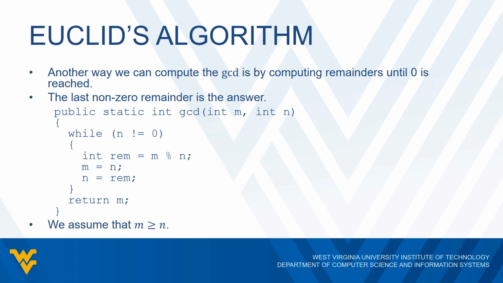So as long as n is not equal to 0, we'll compute the remainder of m divided by n. So that's what we're doing on this line right here. So we'll get our remainder, and then now we're going to change the values of m and n. So m will become n, and n will become that remainder. And we just keep repeating this until n becomes 0. And then when we're finally done, whenever n does become 0, m is going to be that last non-zero remainder. So we're going to return this value as our answer.